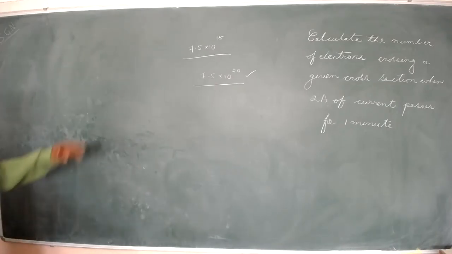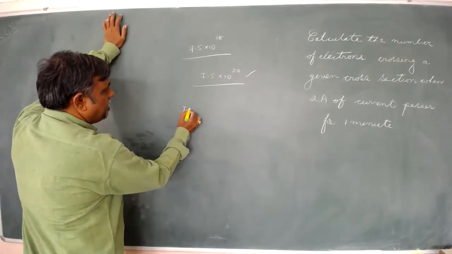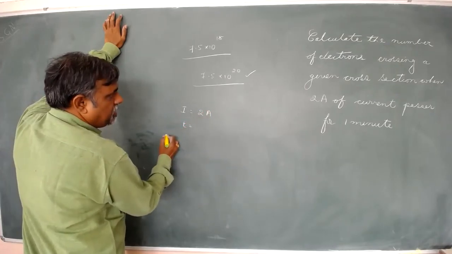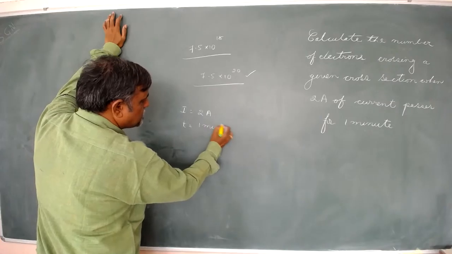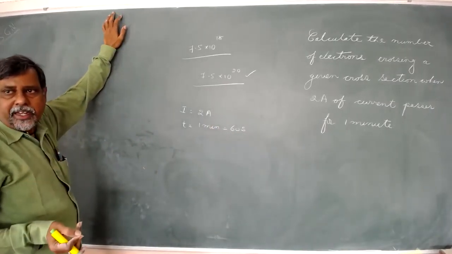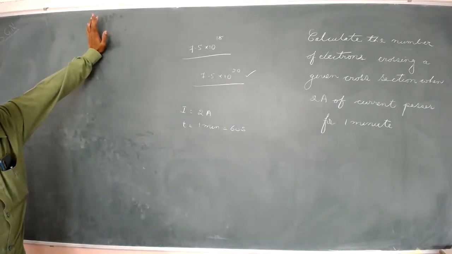Yes. Okay. Now let's look at this. The given data is electric current. So the electric current is 2 ampere. The time given is 1 minute. So 1 minute means 60 seconds here, because the unit is coulomb per second. In terms of seconds, we have to put the value, standard.